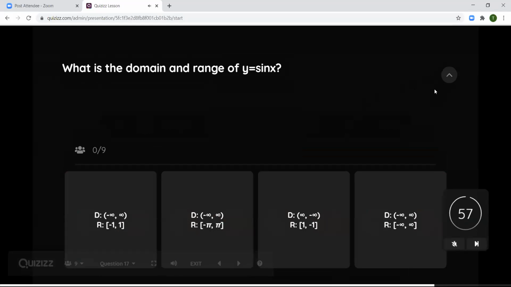So it's an easy one. Domain and the range of sine x. Easy question. I think in the part of the function, we have seen what are the domain and the range of a particular function. You can draw the graph and you can see what is the range and what is the domain of the function sine x. You can draw on your handouts.